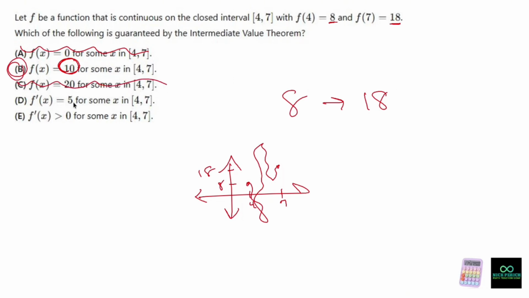The derivative has to be 5, and the derivative has to be positive. For the intermediate value theorem, there's no rule about derivatives. It just doesn't apply. So if you're talking about an intermediate value theorem problem and the options are the derivative is this, the derivative is that, the derivative is not guaranteed at all by the intermediate value theorem. So neither of these even matter. The answer is B, because again, you have to hit 10 at some point between 8 and 18.